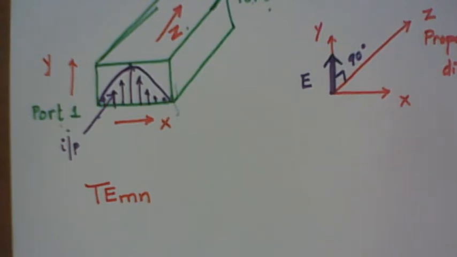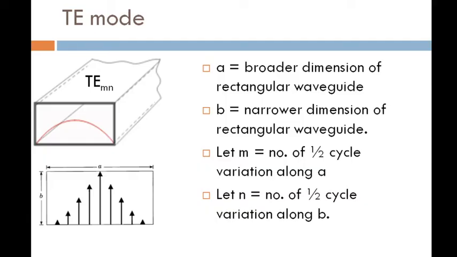Now, what is this TE M N, and what do M and N represent? M and N represent the electric field vectors which are moving perpendicular to the direction of propagation. So I represent M as the number of half cycle variation along A direction, and N as the number of half cycle variation along B direction.